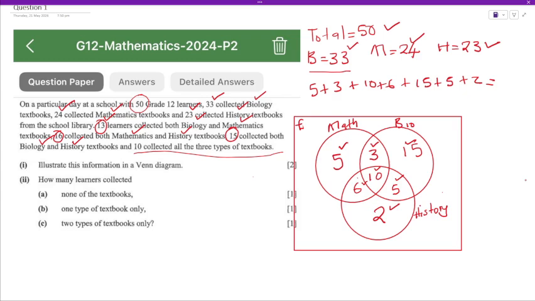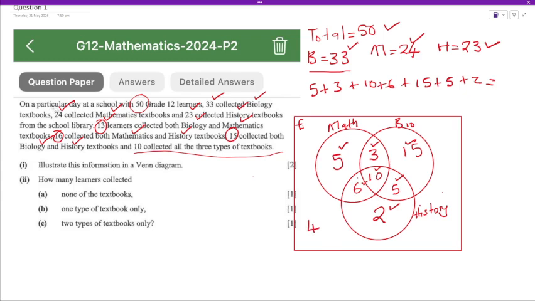So now we have not found the 50, but we have confirmed that everything is correct, right? So what does it mean? There are 4 students who are missing. Where do these 4 students who are missing go? Where are we supposed to place them? It simply means that those students that are missing, they didn't borrow any books.